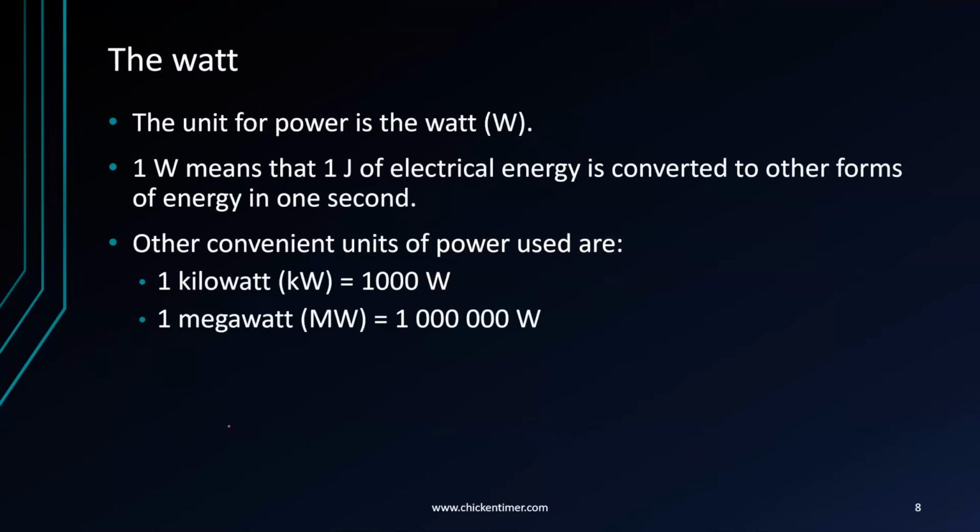There is this definition that you may possibly be asked to write down. 1 watt is 1 joule of energy that is converted to other forms in 1 second. Then prefixes: 1 kilowatt is 1000 watts, 1 megawatt is a million watts. You do that in math also, right?